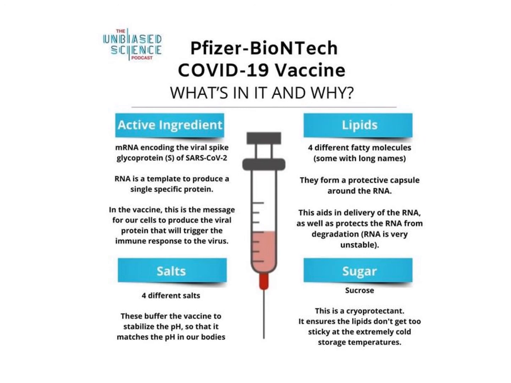So various types of salts are used that act as stabilizers, and we have sucrose, which is a type of sugar that acts as a cryoprotectant. Why? Since the mRNA needs to be stored in ultra cold conditions, we need the cryoprotectants to prevent damage to the cells during freezing.